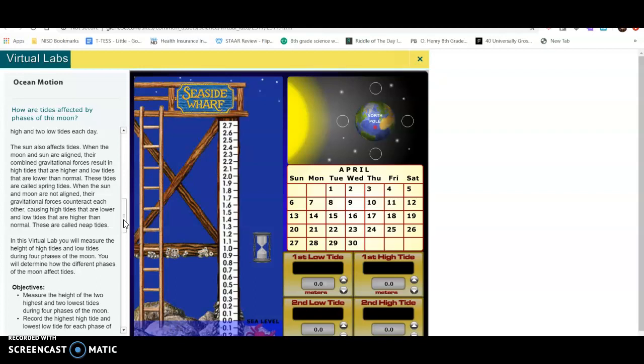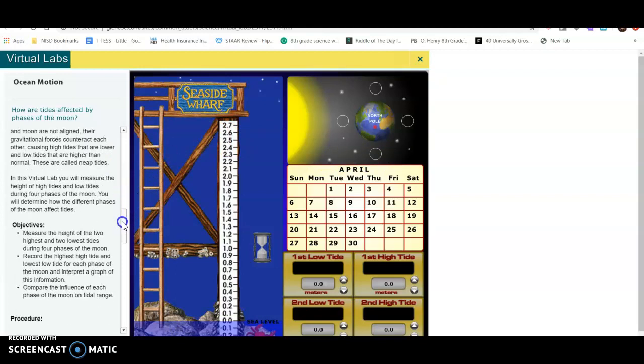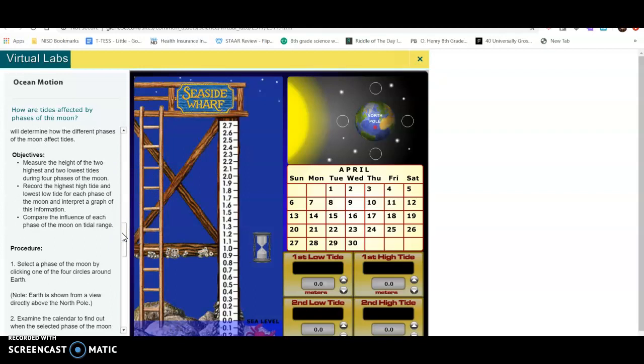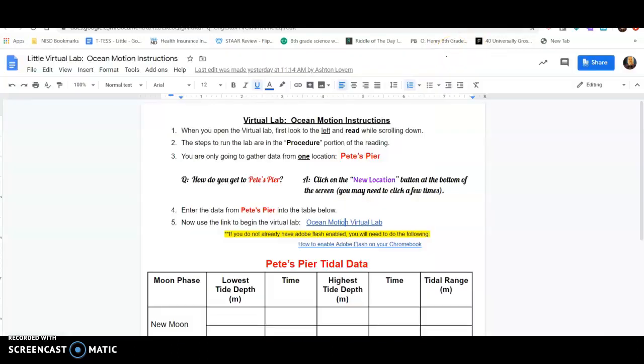In this virtual lab, you will measure the height of high tides and low tides during 4 phases of the moon. You will determine how the different phases of the moon affect these tides. Objectives. Measure the height of the 2 highest and 2 lowest tides during 4 phases of the moon. Record the highest high tide and lowest low tide for each phase of the moon and interpret a graph of this information. Compare the influence of each phase of the moon on its tidal range. Okay, I'm going to skip back to the instruction template.